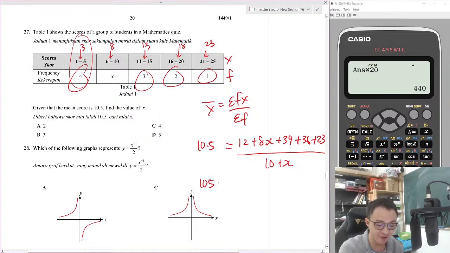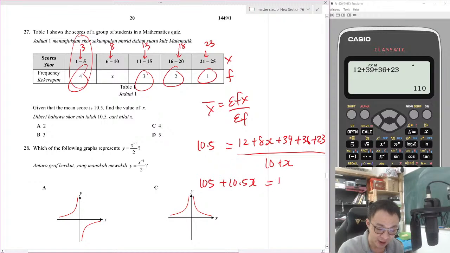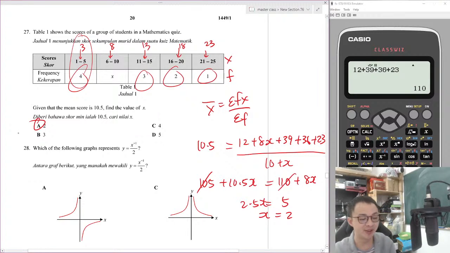This is 105 plus 10.5x. And then here you just add 12 plus 39 plus 36 plus 23, equals to 110 plus 8x. So simplify here, I get 5, so here is 2.5x. X equals to 2. Answer is A. So basically it means you multiply between x and f, and then you add all of them, and then you divide by total frequency.